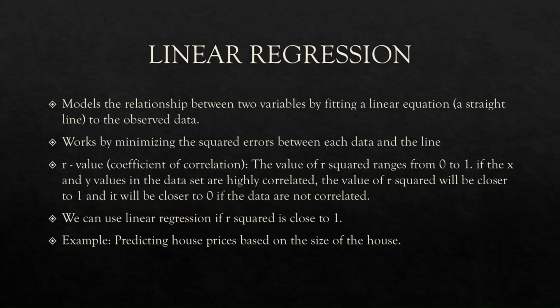Linear regression models the relationship between two variables by fitting a straight line to the observed data. It works by minimizing the squared errors between each data point and the line.